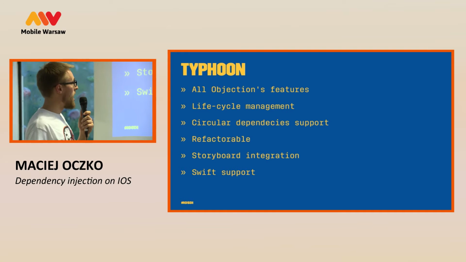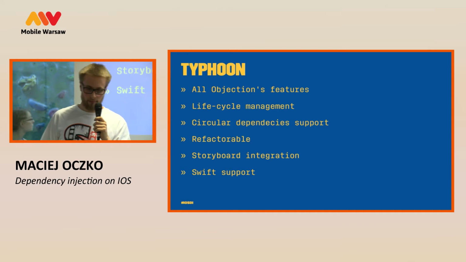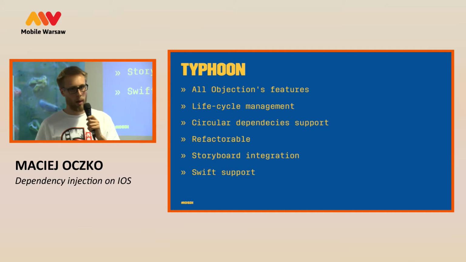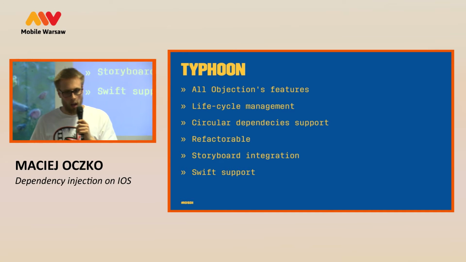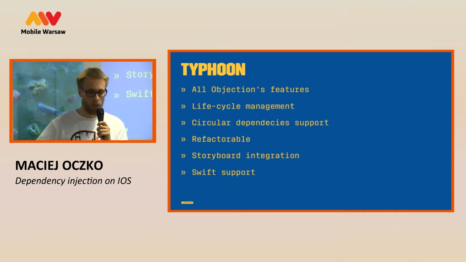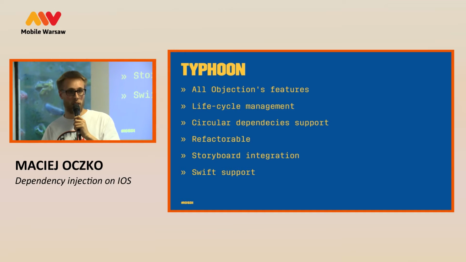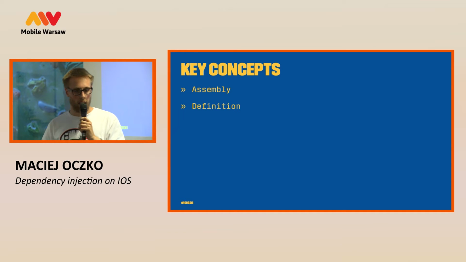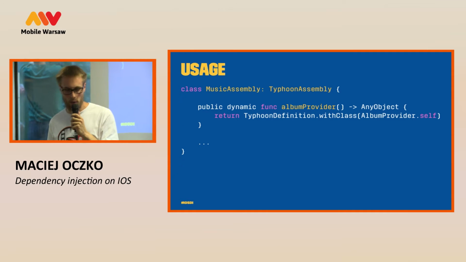So pretty cool. And this is a rather more advanced framework than Objection, so you may expect all of Objection's features. But for example, if you build your apps using storyboards, you will have storyboard integration. If your object graph is quite complex, you may expect circular dependency support as well, which is nice. If you are insane, you will have Swift support. So yeah, this is nice. And the key concepts here are assembly and definitions. Let's go quickly through it.